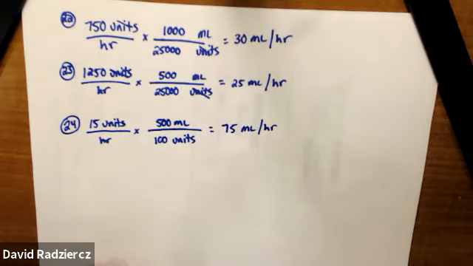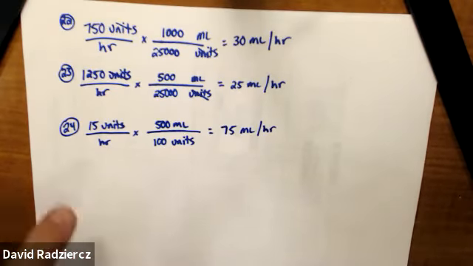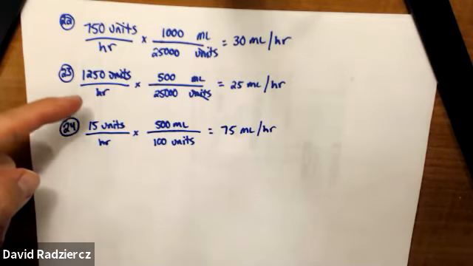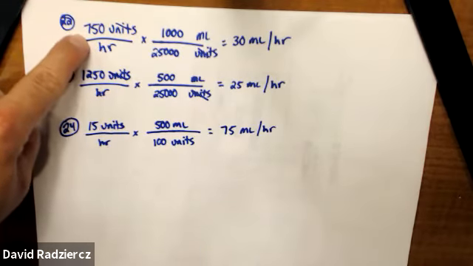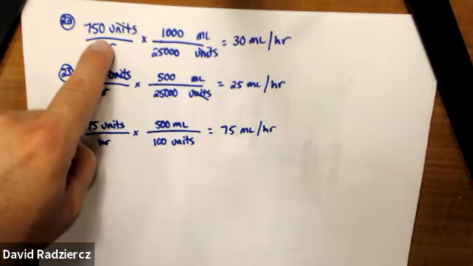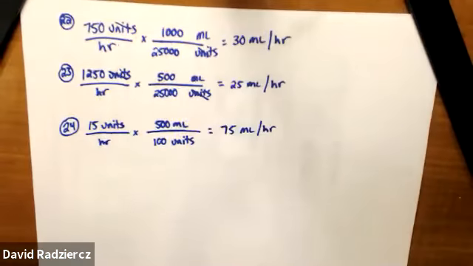So again, no trick necessarily, this is just the strategy I use for all of these questions. Start with the flow rate in units per hour, and convert it to milliliters per hour using dimensional analysis. If you have another way of doing these and you're getting the right answer, then you're doing it right. My way is not the only way.